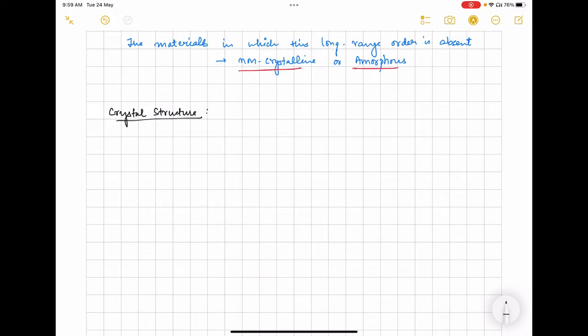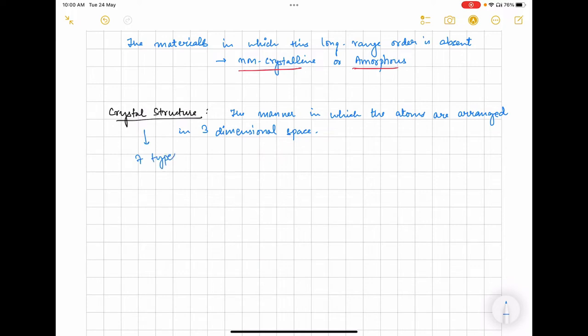What is meant by the crystal structure? The manner in which the atoms are arranged in 3D space. So the crystal structure can be cubic, hexagonal, orthorhombic, rhombohedral, anything. There is a set number out of which it can take any of the crystal structures. So there exist 7 types of crystal structures, sorry, crystal systems. They can be simple or complex.